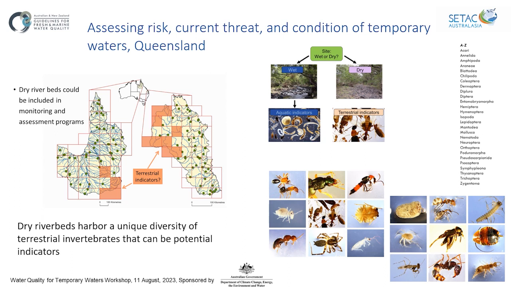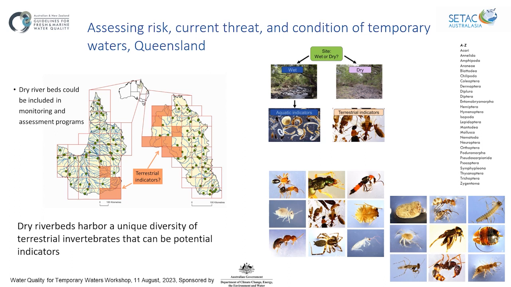And apart from terrestrial invertebrates, something like riparian vegetation condition could be sampled at any time. So that's something to consider too. And that should link back to your conceptual model. So if it's important, then look at riparian vegetation, look at the stresses that could be impacting those ecosystems.